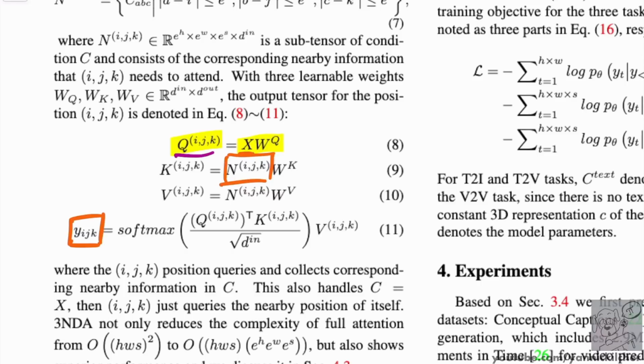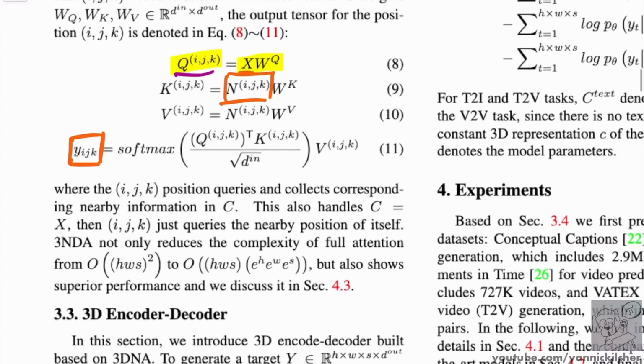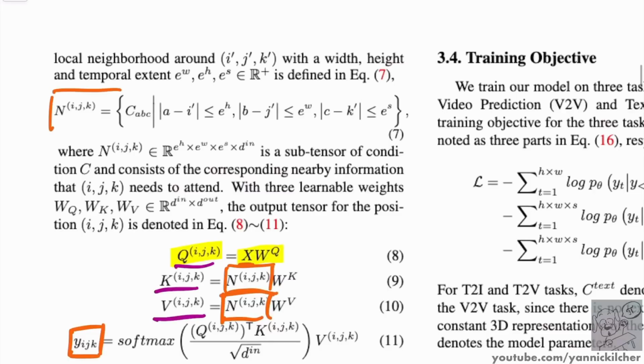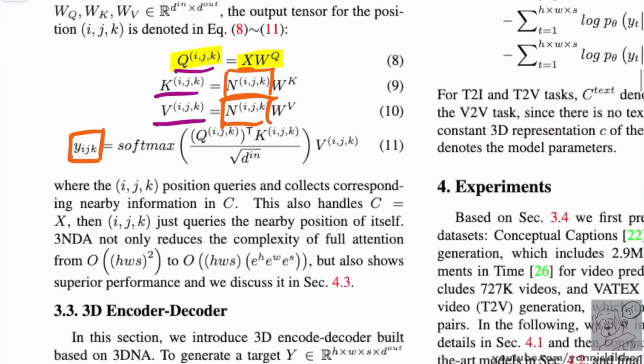Not sure, but yeah, you can see that the keys and the values are certainly specific to a location. They include this neighborhood right here, this n neighborhood. The n neighborhood is defined as this set right here, which is simply what I just said, that cube.